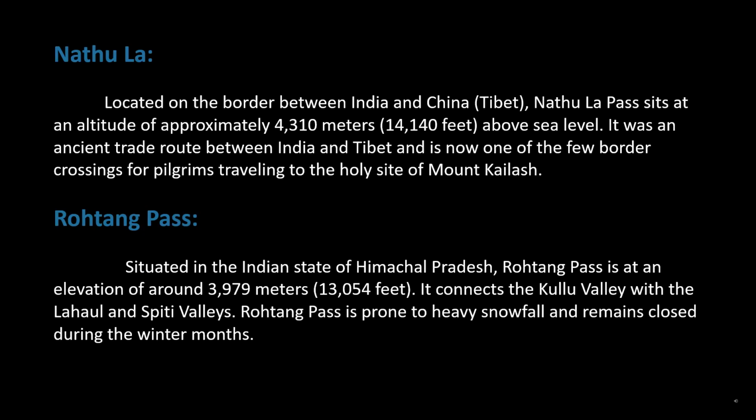Nathula. Located on the border between India and China, Tibet, Nathula Pass sits at an altitude of approximately 4,310 meters, 14,140 feet, above sea level. It was an ancient trade route between India and Tibet and is now one of the few border crossings for pilgrims traveling to the holy site of Mount Kailash.